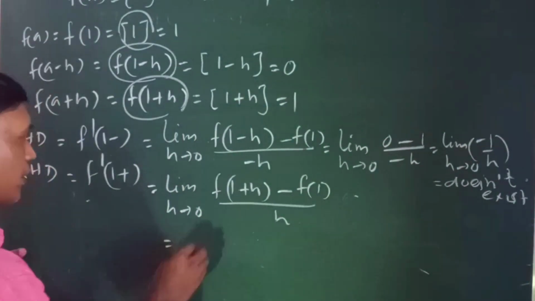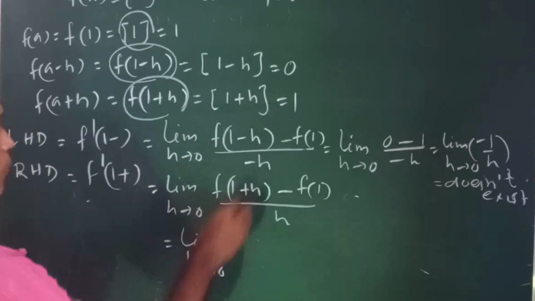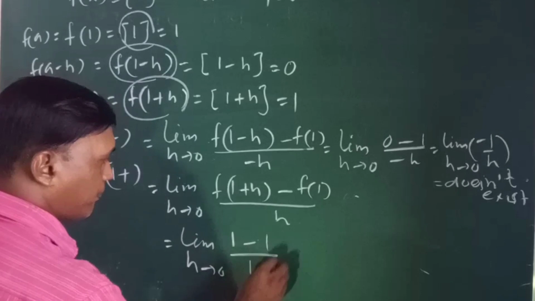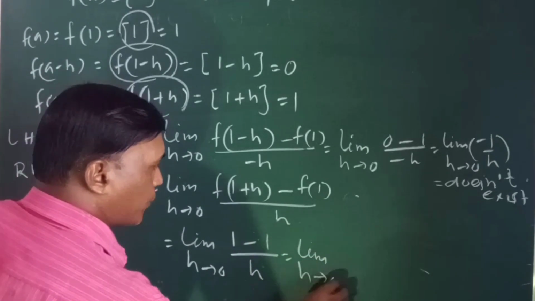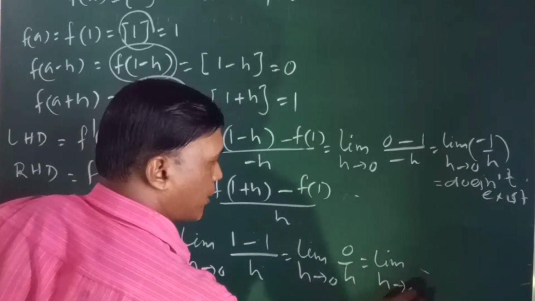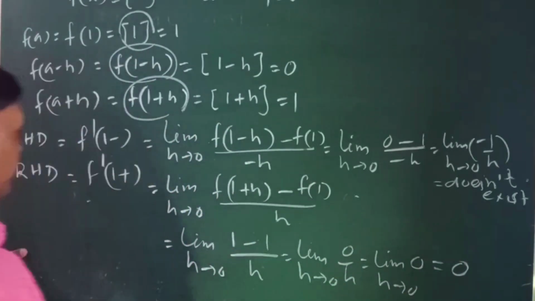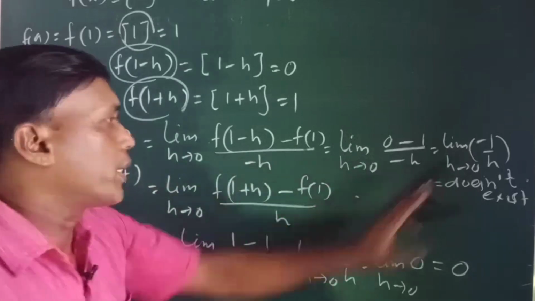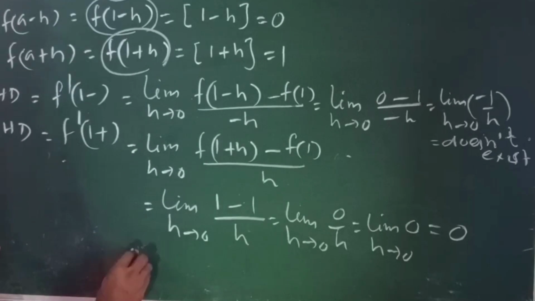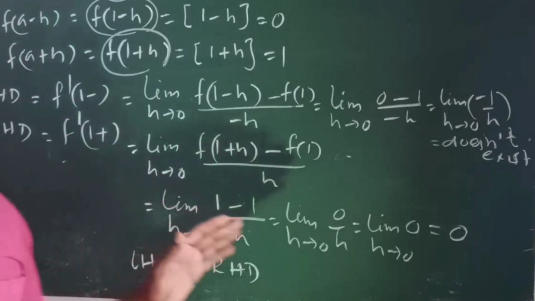और इधर राइट हैंड डेरिवेटिव क्या होता है? Limit h tends to 0 f of 1 plus h, जिसका वैल्यू 1 है, minus f of 1 is 1, by h. This is limit h tends to 0, 1 minus 1, 0 by h, and this is limit h tends to 0 and is 0. So here left hand derivative does not exist, right hand derivative is 0. So these two are not equal. That means here LHD is not equal to RHD. So this function is not differentiable.